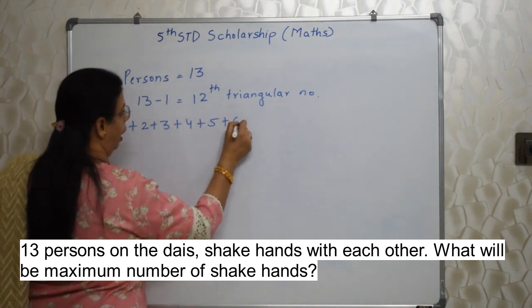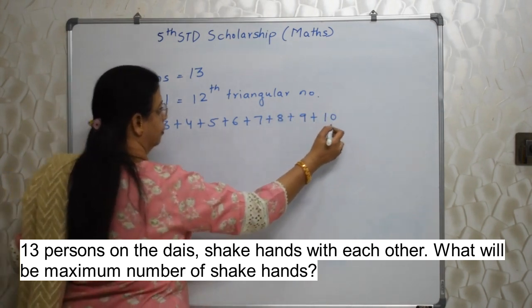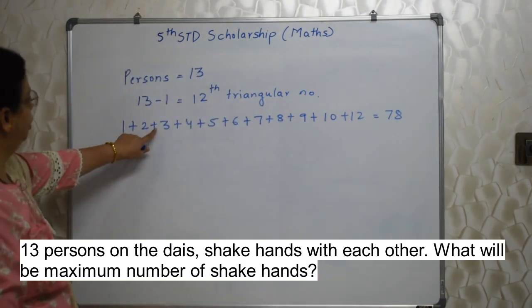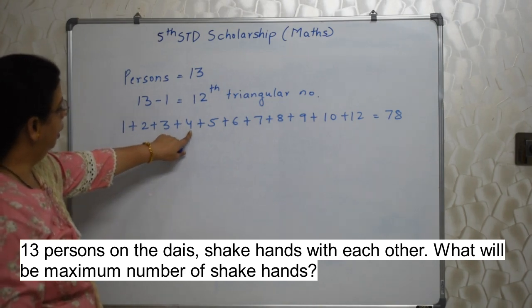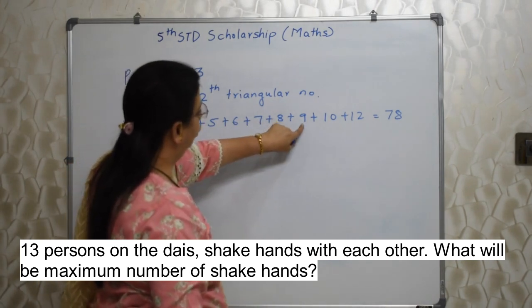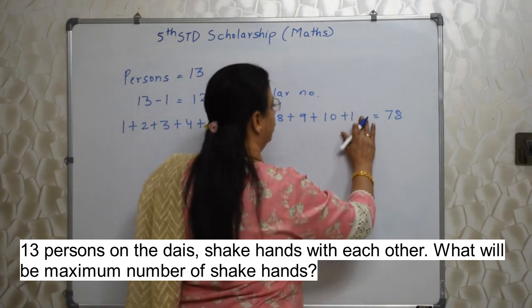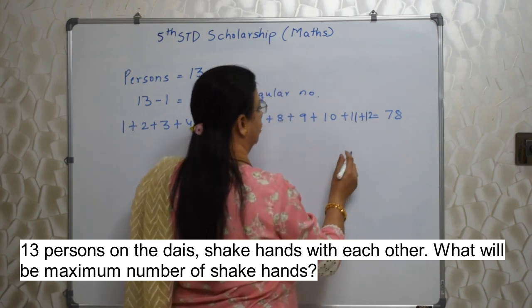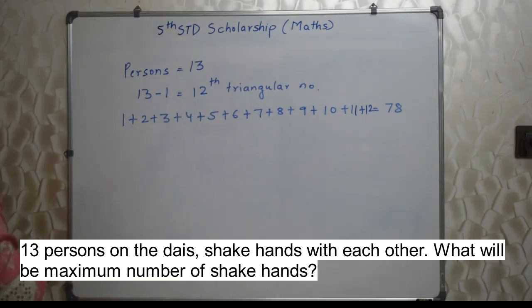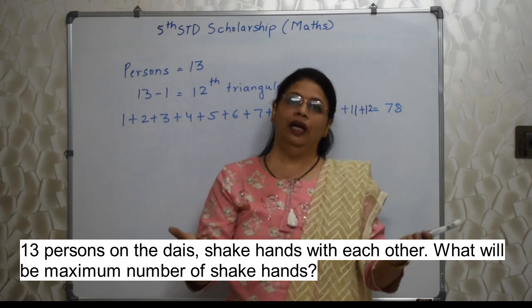All these numbers you need to add. Answer is 78. 1 plus 2, 3. 3 plus 3, 6. 10, 15, 21, 28, 36, 45, 55, 11 I missed out here, 55, then 66 and then 78. Here it is. Isn't it easy? Add all the numbers from 1 to 12. Then you will get the 12th triangular number.